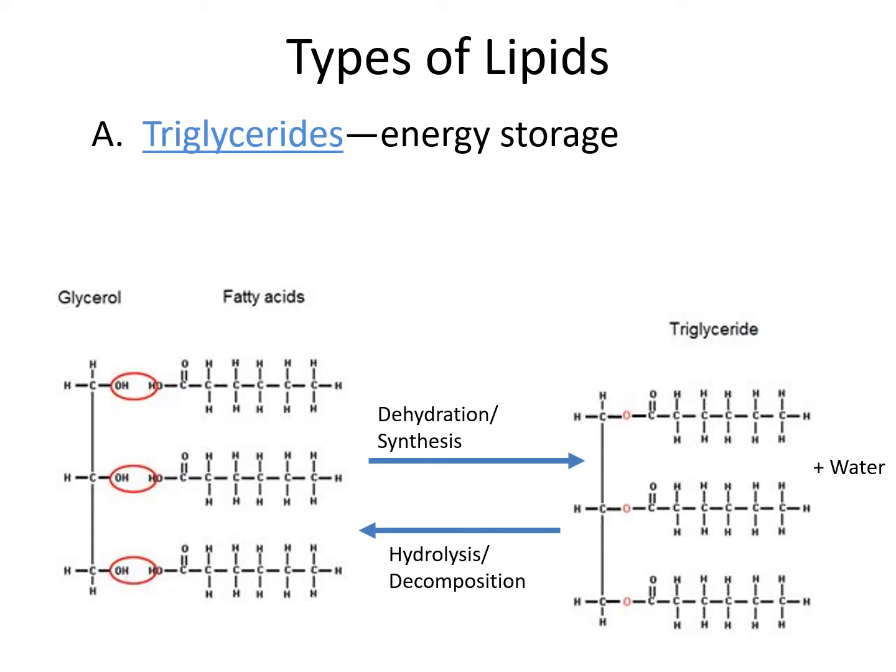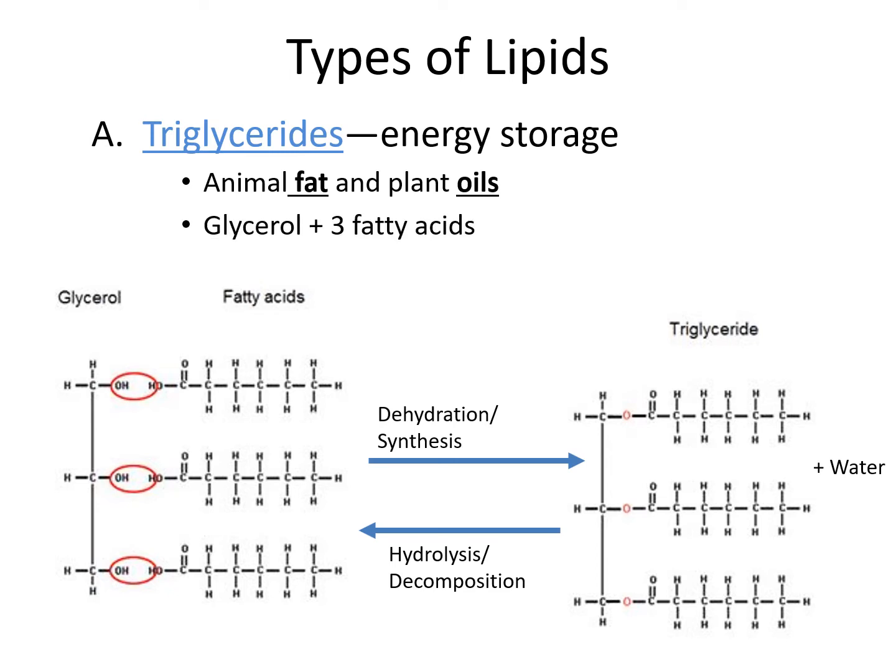First, the triglycerides. These are meant for energy storage. These are made by both plants and animals, and they contain a glycerol. Right, so here is a glycerol. Remember, 3 carbons, right, and hydroxyl groups attached to each, and 3 fatty acids. So as we talked about before with the carbohydrates, glycerol can be joined to these 3 fatty acids via a dehydration or synthesis reaction, right?